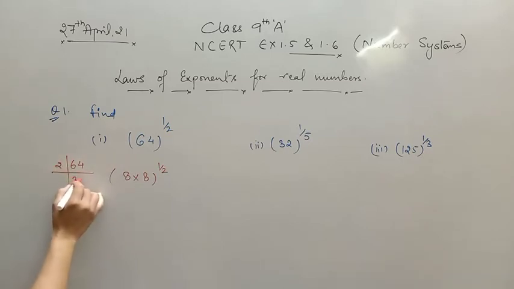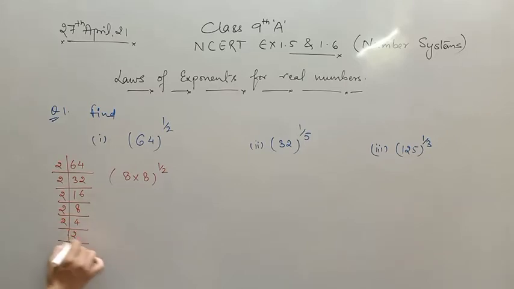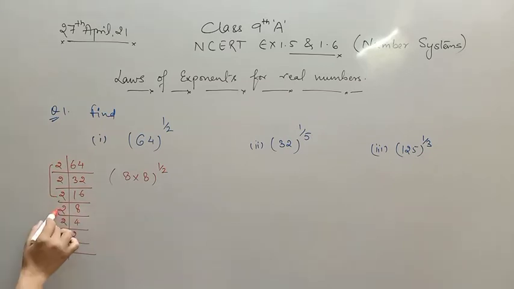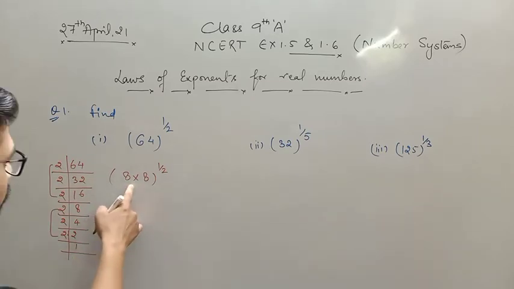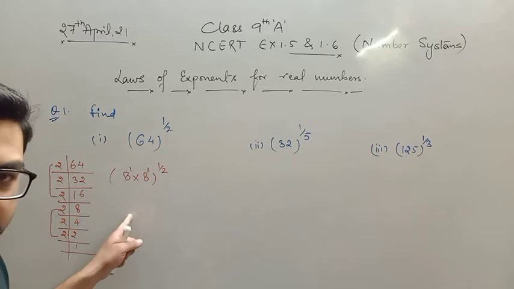2 3s are 6, 2 2s are 4, 2 1s are 2; 6 are 12, 2 8s are 16, 2 4s are 8, 2 2s are 4, 2 1s are 2. So 2 2s are 4, 2s are 8. So 8 into 8 ki power 1 by 2, right? Now, 8 ki power 1, 8 ki power 1. Can I write like this?